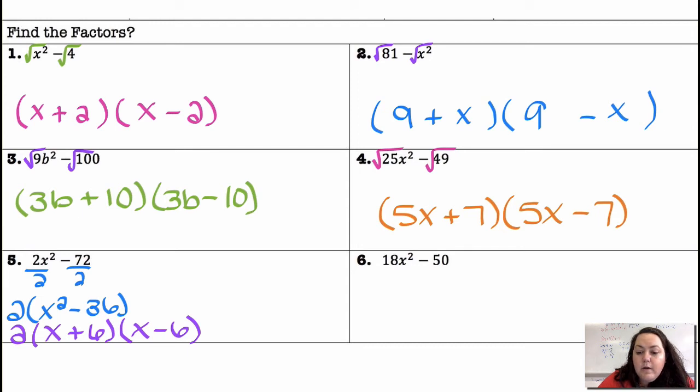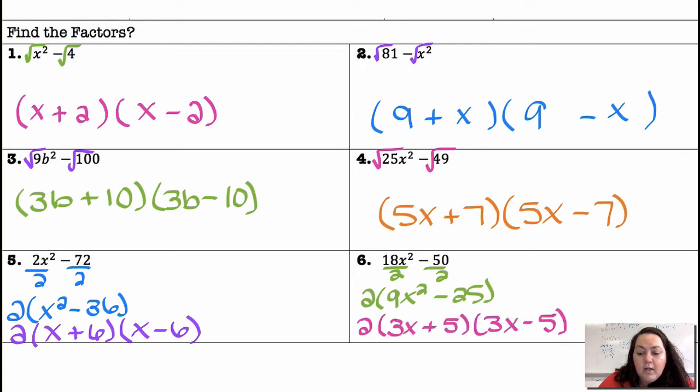And then 18x squared minus 50. On this one, I can also pull out a 2, so that leaves me with 9x squared minus 25. Well, 9 is a perfect square, x squared is a perfect square, and 25 is a perfect square, so I can use difference of squares. The square root of 9 is 3, the square root of x squared is x, and the square root of 25 is 5. So I'm going to have the 2 that I've already pulled out, then 3x plus 5 and 3x minus 5.